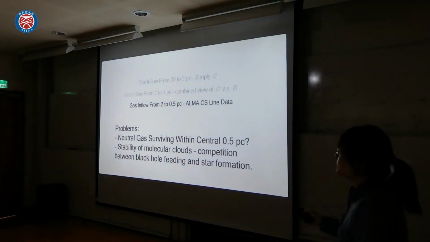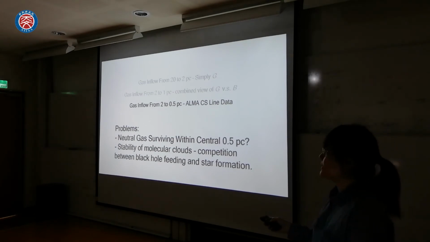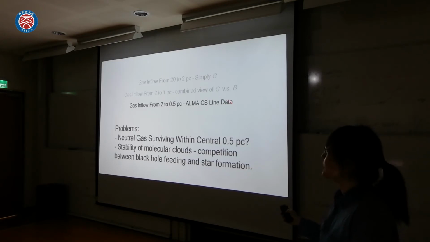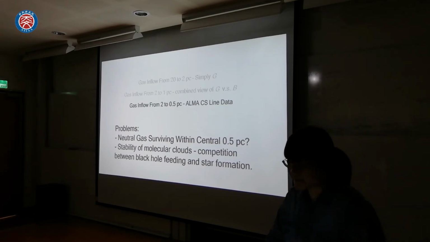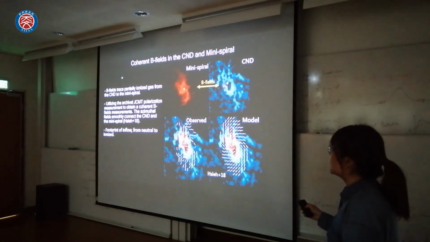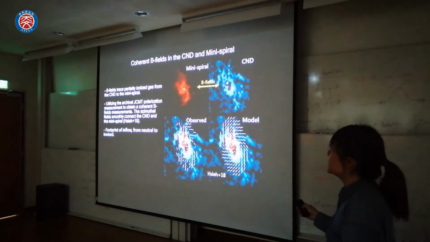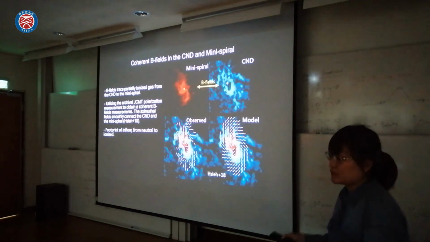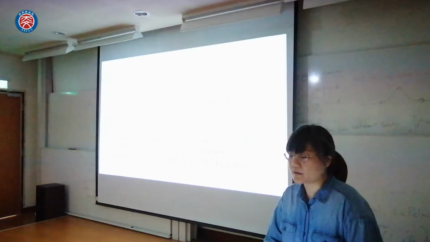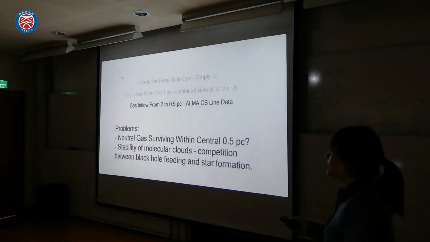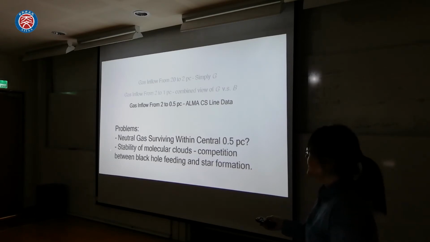Okay, so this is the last part I'm going to tell you. It is my recent study of this region within the central Galactic center using ALMA CS. These are the problems I would like to ask: whether neutral gas can survive within the central 0.5 parsec. This is because in the previous map, you don't see a clear detection. You see there is hot, ionized gas within the cavity of the CND, but you don't see a clear existence of neutral gas near the central black hole. We want to understand whether neutral gas still plays an important role in black hole feeding within the central 0.5 parsec.